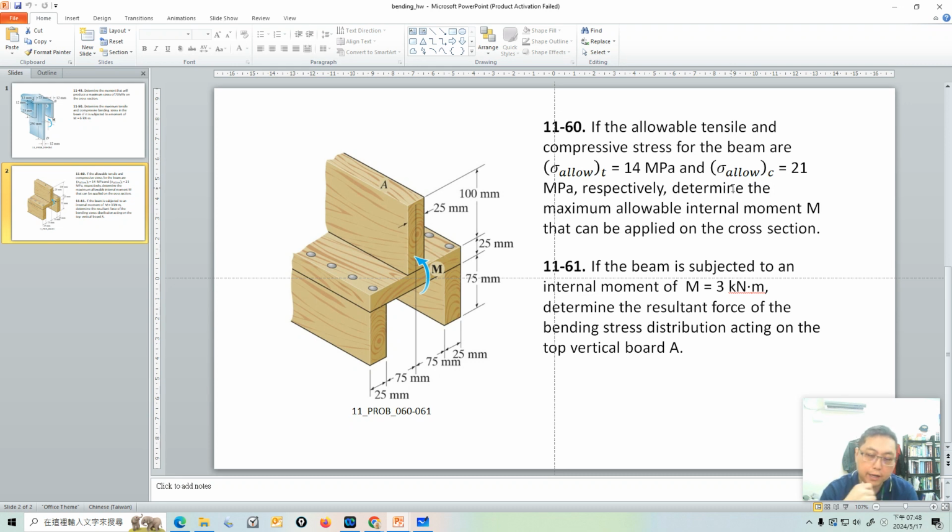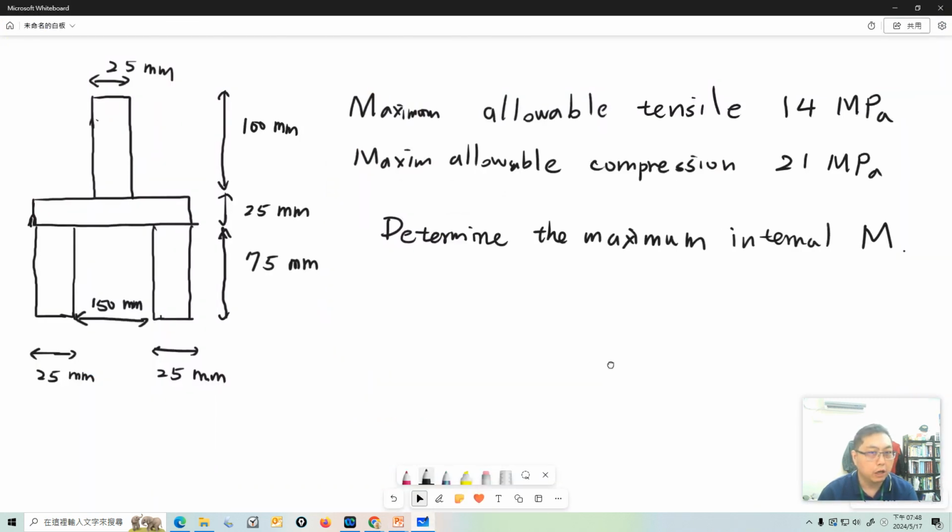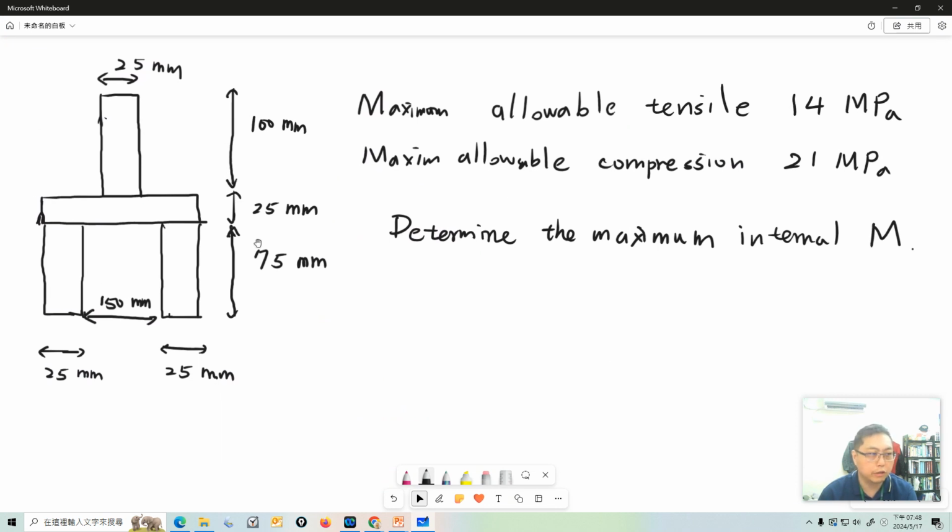I already drew the cross section of this problem. So first of all, what's the relationship between the bending moment and the bending stress? In class we said the bending stress is equal to minus My over I. You need to remember this. That's the relationship between the bending stress and the internal moment.